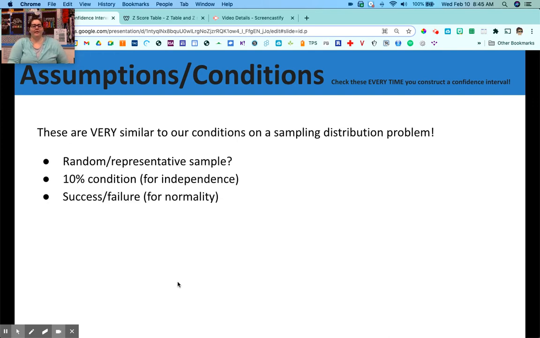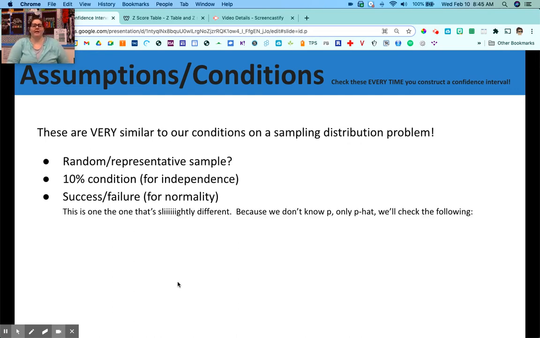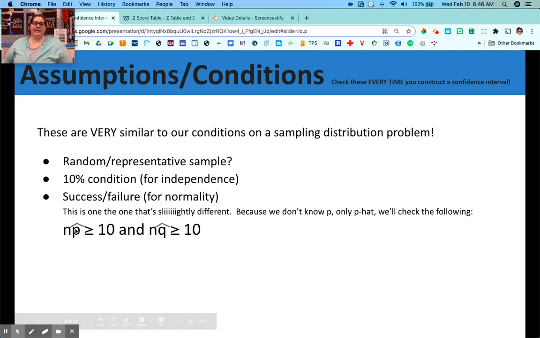And then our third condition that we check is, do we have a normal model? We check that success/failure condition. Do n times p and n times q both come out to greater than or equal to 10? This is the one that's technically slightly different. We don't actually know p, the true proportion, because that's what we're trying to estimate. We only know p hat, the sample proportion, so that's what we're using to check that condition. So technically we're checking, do n times p hat and n times q hat both come out to greater than or equal to 10?